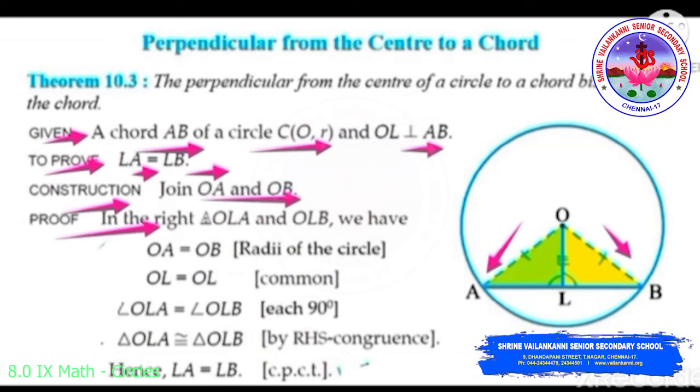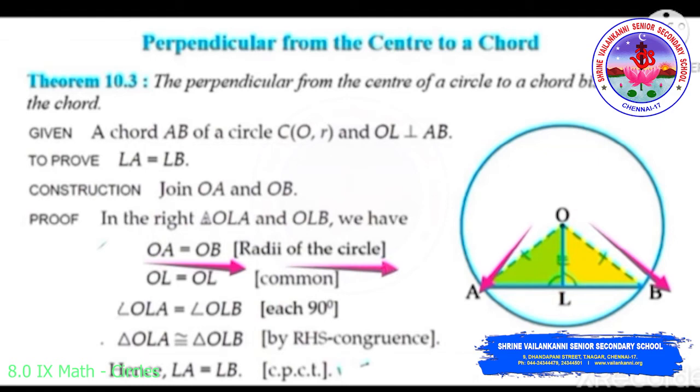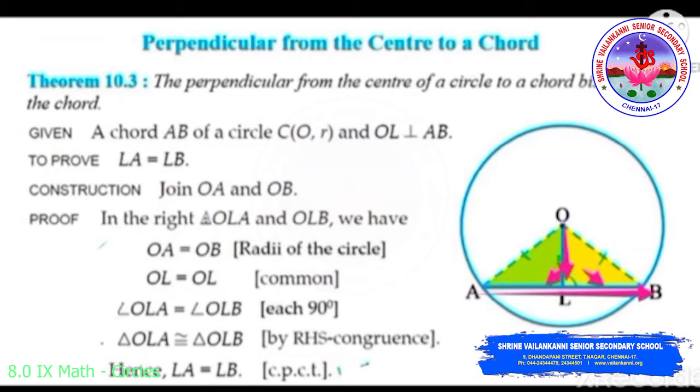Let us consider right triangle OLA and triangle OLB. We have OA is equal to OB, radii of the circle, and the second point is OL is common to both the triangles. We know that OL is perpendicular to AB, so angle OLA is equal to angle OLB, which is equal to 90 degrees.